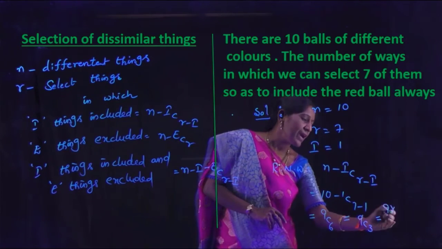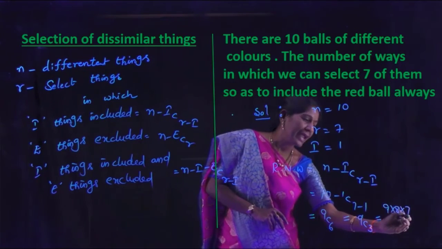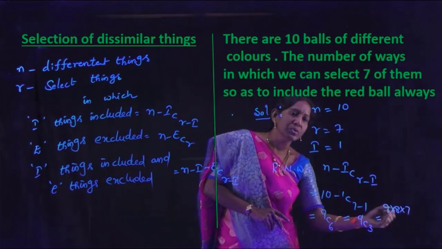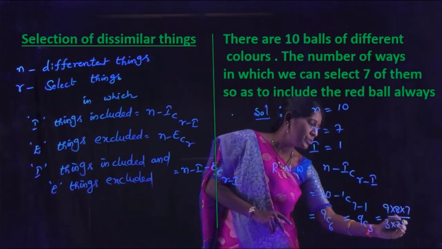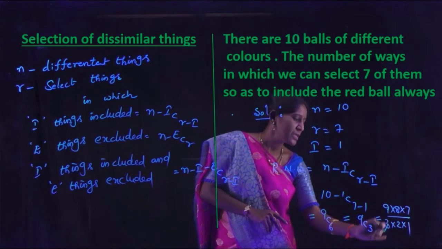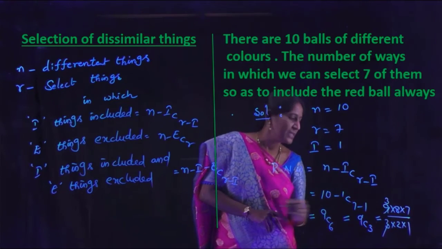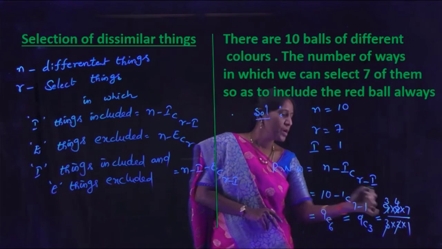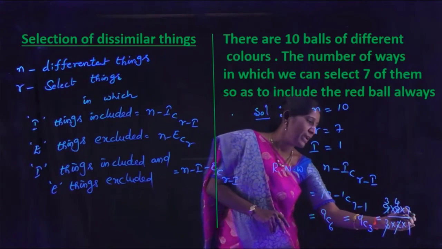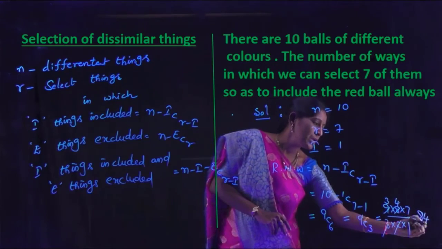To find the value of 9C3, write it as 9 into 8 into 7 by 3 into 2 into 1. Put the values. 3 times gets cancelled, 9 is there. 2 fours get cancelled, 8 is there. So 3 into 4 into 7, that value becomes 84.